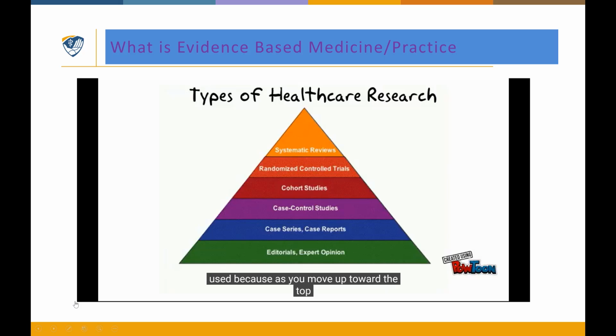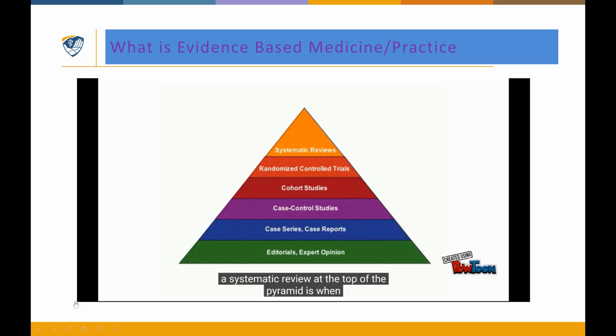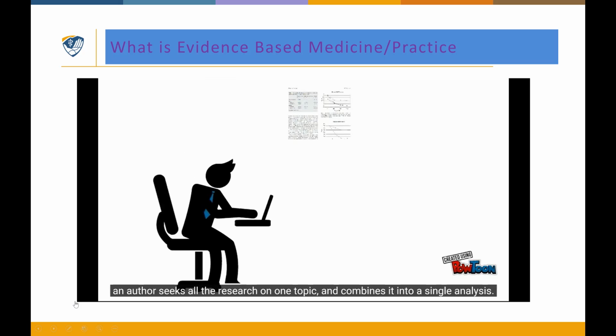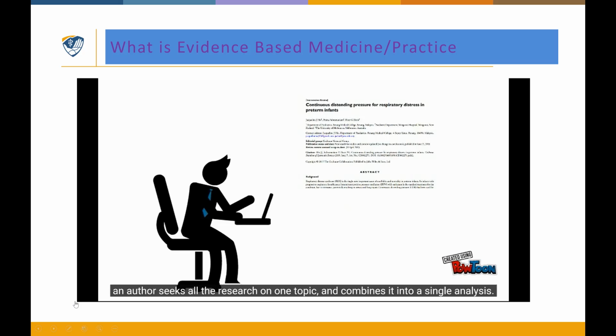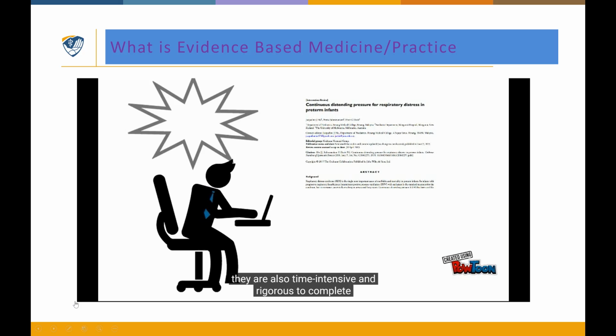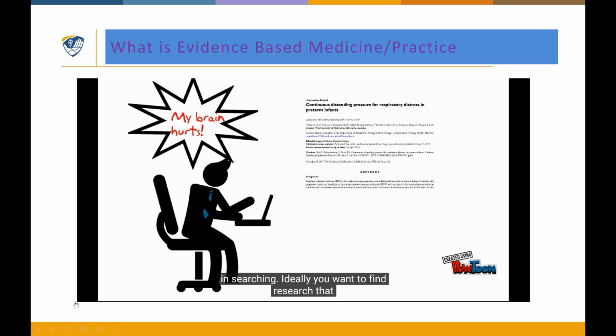The pyramid shape is used because as you move up toward the top, the research becomes higher in quality, but the quantity of the research becomes smaller. For example, a systematic review at the top of the pyramid is when an author seeks all the research on one topic and combines it into a single analysis. This is considered the highest level of evidence, but they are also time-intensive and rigorous to complete. Therefore, you will find less of them when searching.